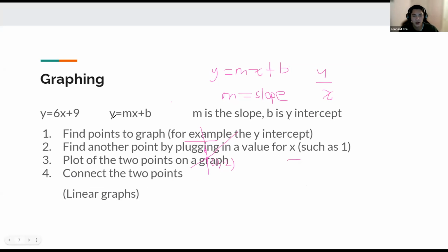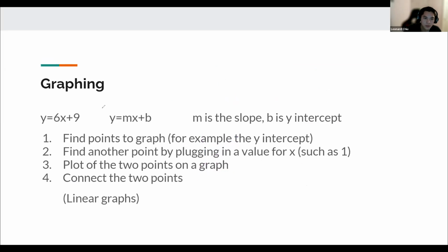So then how do you graph a simple equation like this, a y equals mx plus b graph? The first thing to do is find points to graph, for example, the y-intercept. What I like to do is find values for x and plug them into the equation to derive the y value. For example, we're going to find the y-intercept first. Now the y-intercept is when x equals 0.